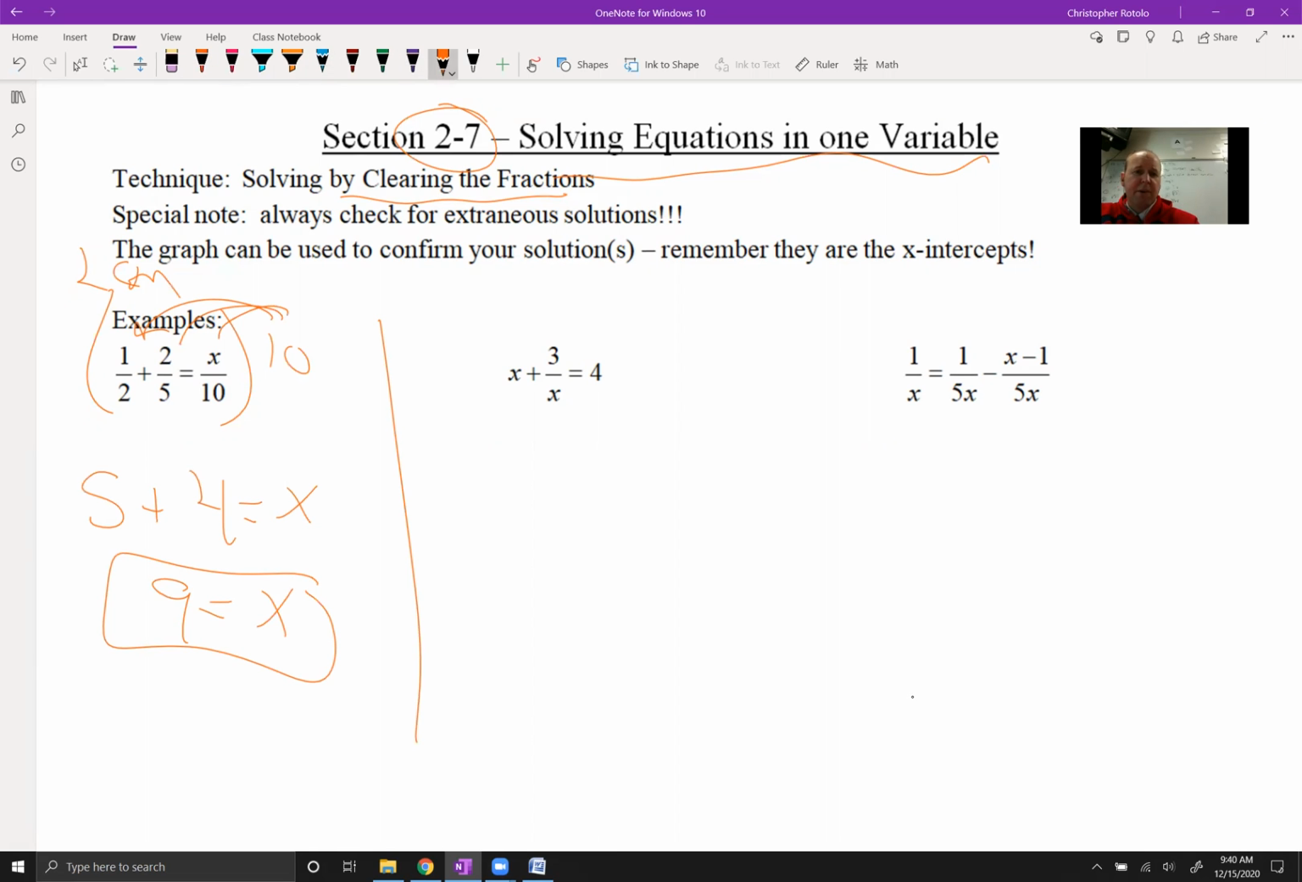All right, next one we have going on. What's the common denominator, right? This would be over 1, this would be over 1. So we don't really need any of those things. We just see that there's an x in the denominator, so I'm going to multiply by x for this whole entire thing. So now I've got x squared plus 3 equals 4x. I'm like, oh no.